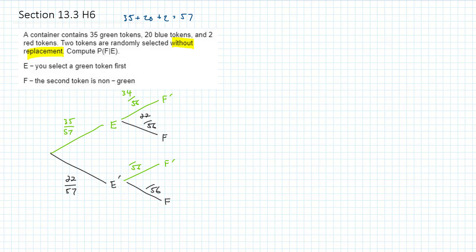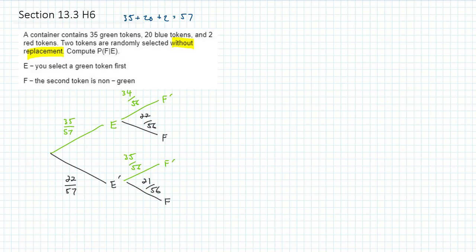Now let's go down and look at the lower branch. Remember, this was where we got a non-green. Now the likelihood of getting a green one, since the first one was not green, there are still 35 green ones left. Now if I had gotten a non-green, that reduces the number of non-green by 1. That means there's 21 left that are non-green.